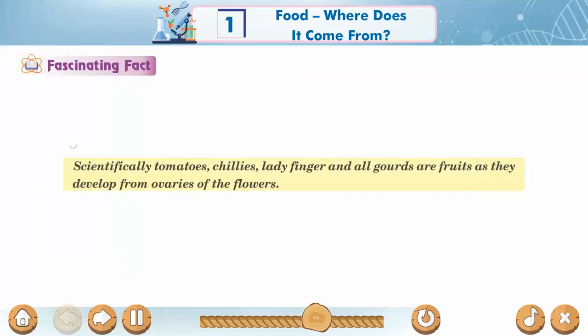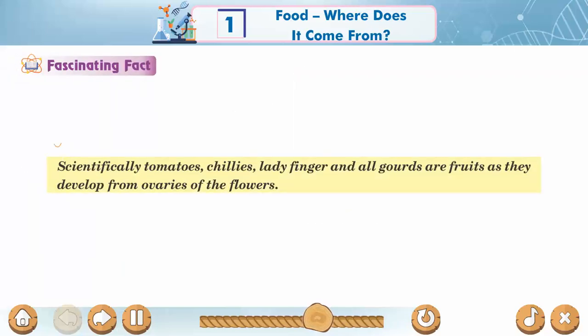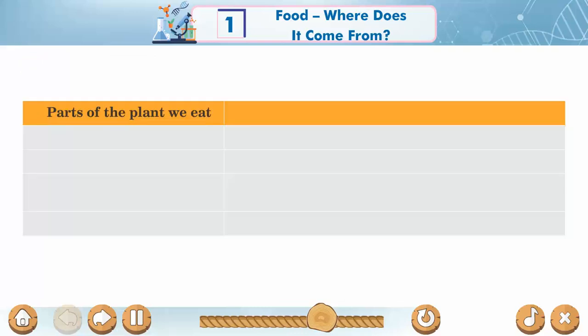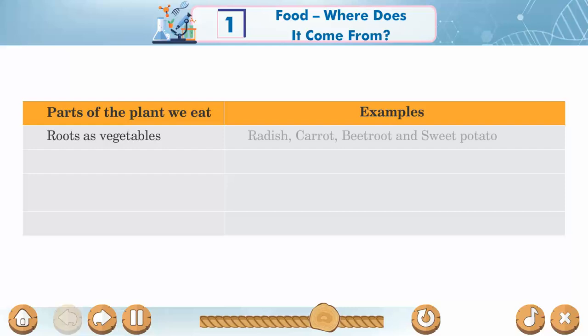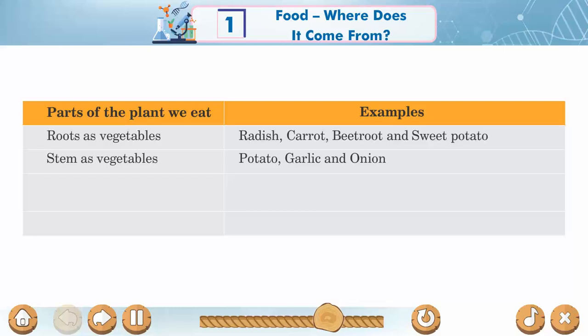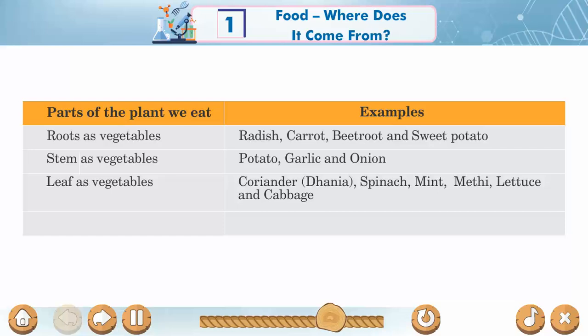Fascinating fact. Scientifically, tomatoes, chilies, ladyfinger and all gourds are fruits as they develop from ovaries of the flowers. Parts of the plant we eat. Examples: roots as vegetables, radish, carrot, beetroot and sweet potato. Stem as vegetables, potato, garlic and onion. Leaf as vegetables, coriander or dhania, spinach, mint, methi, lettuce and cabbage. Flowers as vegetables, cauliflower, broccoli and banana.